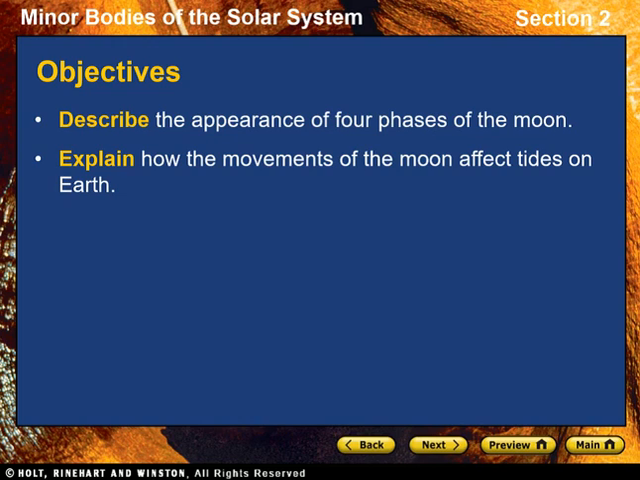At this point, you should be able to describe the appearance of 4 phases of the moon and explain how the movements of the moon affect tides on Earth.